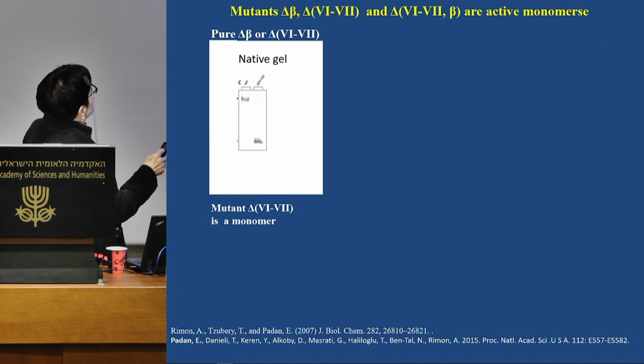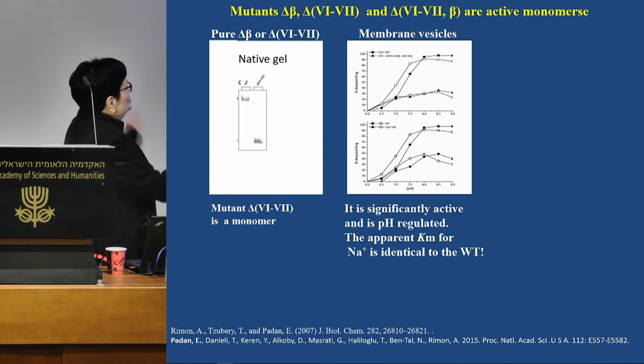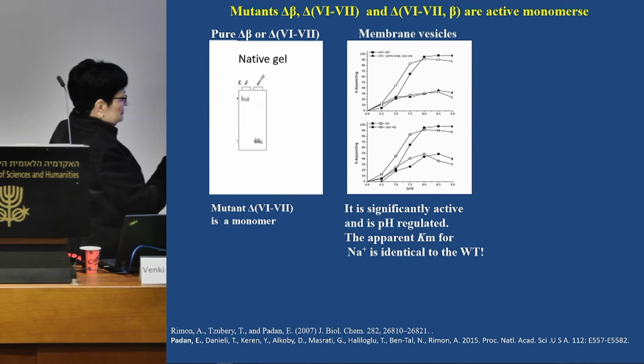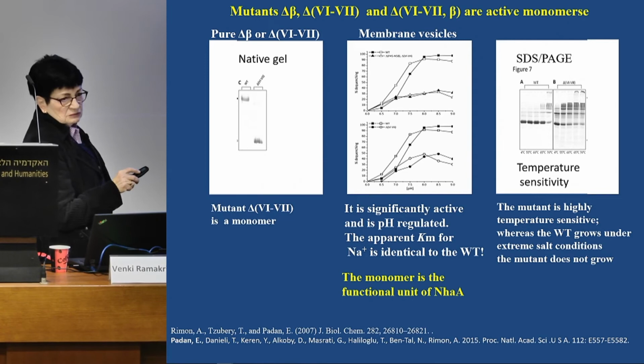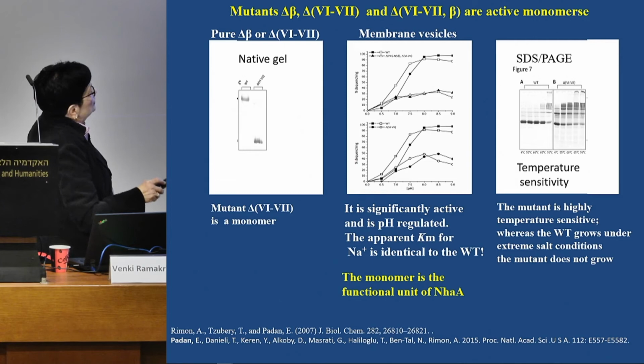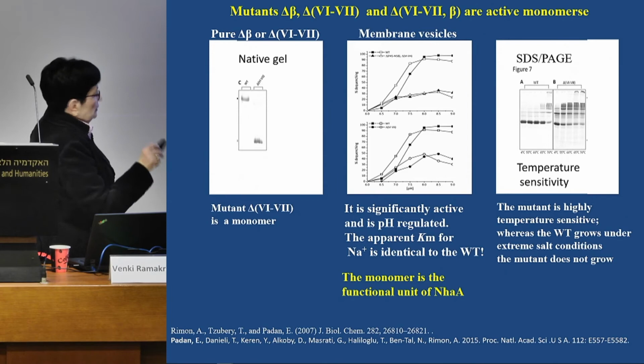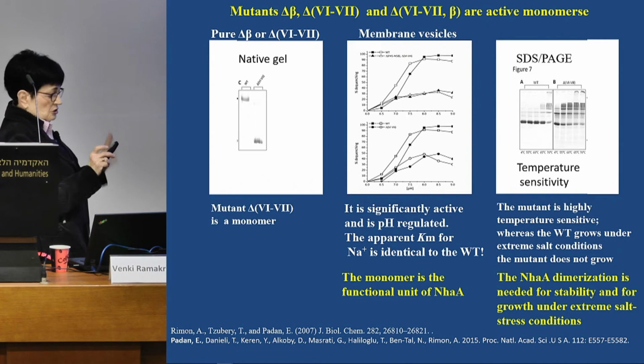and this is a native gel. And the monomers are active. All the mutants are not as active as the wild type, but they are active. But they are less stable. Definitely, you can see here, this is the wild type, and this is the monomer, and they are more sensitive to temperature. You see that they start aggregating. And also under stress conditions, extreme stress conditions, they can't grow. Okay, so this was clear.